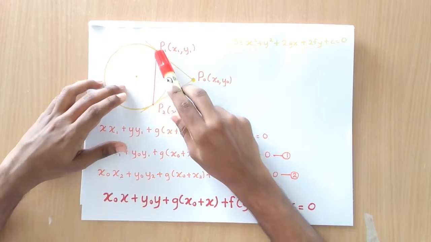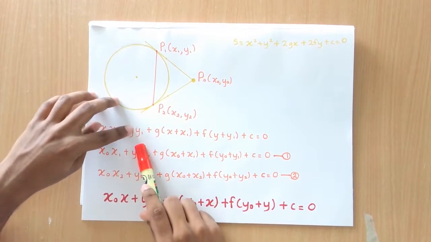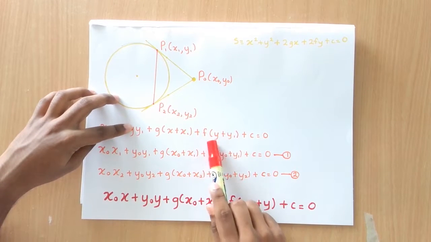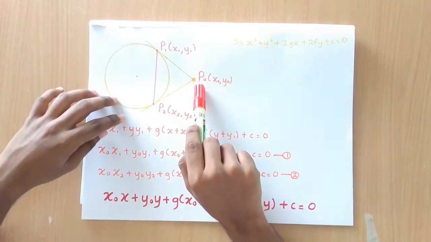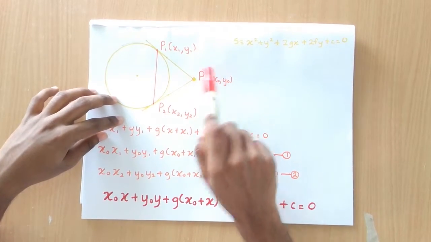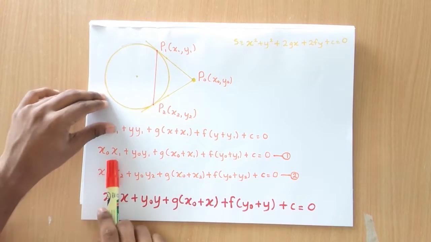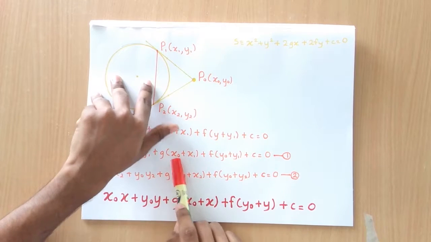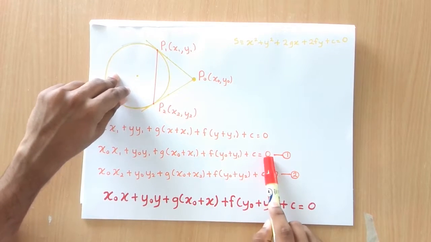The tangent at the point P1 can be written as x x1 plus y y1 plus g into (x plus x1) plus f into (y plus y1) plus c equals 0. Since this tangent passes through the point P0 (x0, y0), we can substitute these values into this equation. So that gives us x0 x1 plus y0 y1 plus g into (x0 plus x1) plus f into (y0 plus y1) plus c equals 0.